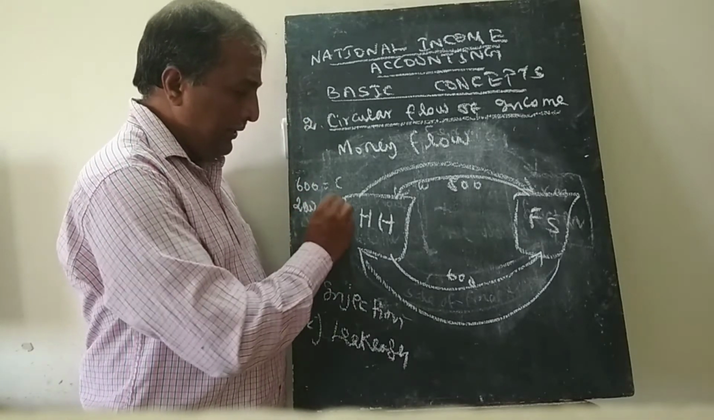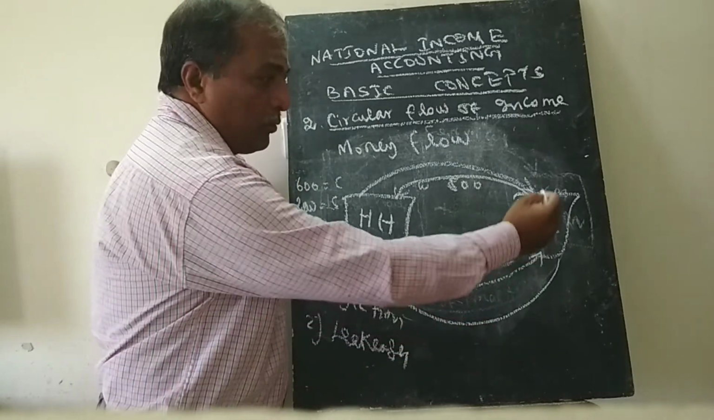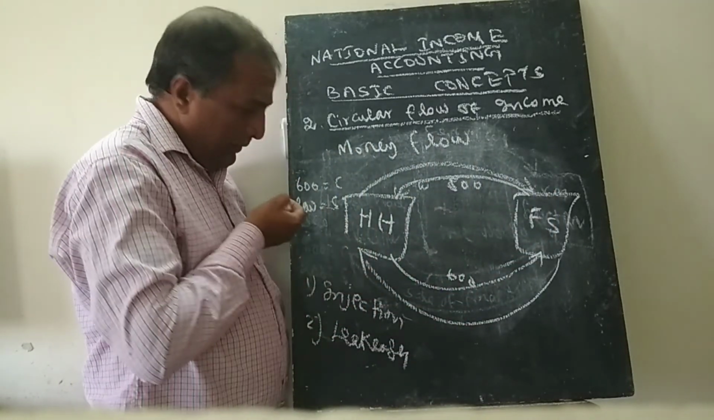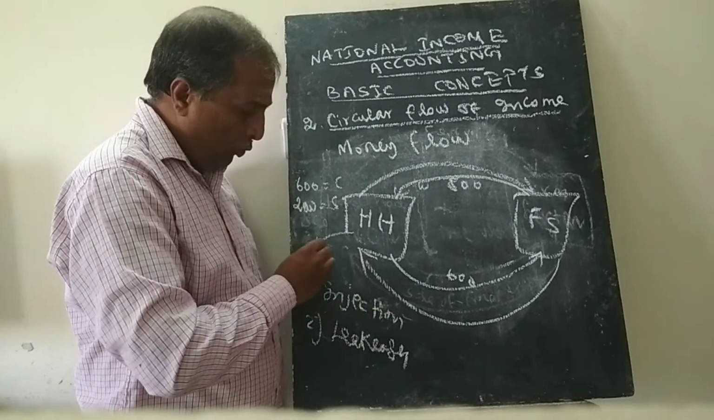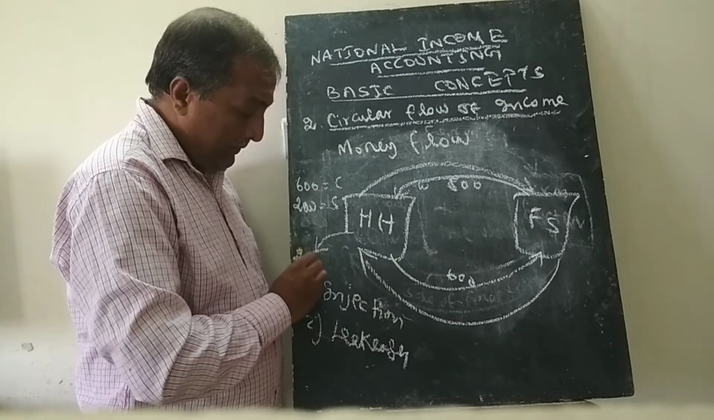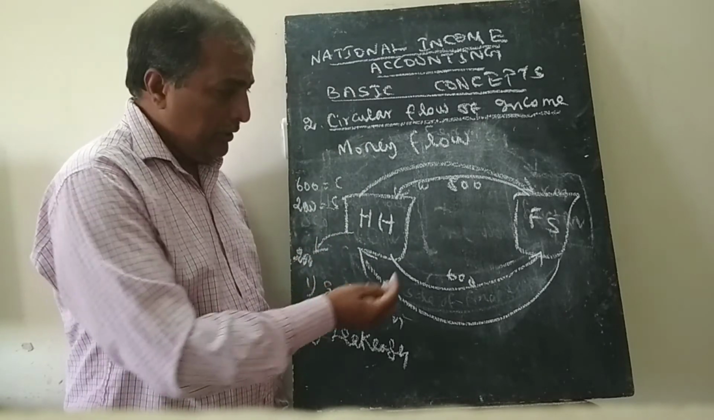Leakages are the outflows in the circular flow. Similarly, when we import, leakage happens. When we pay tax, leakage happens. Okay. Now come back to injection.